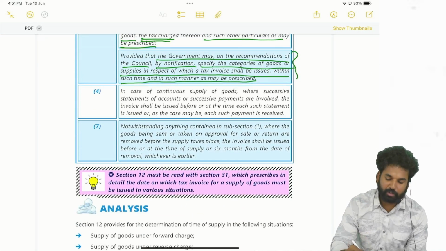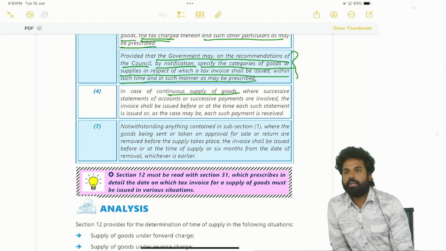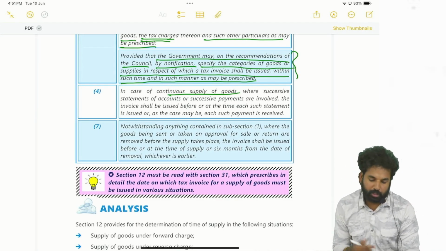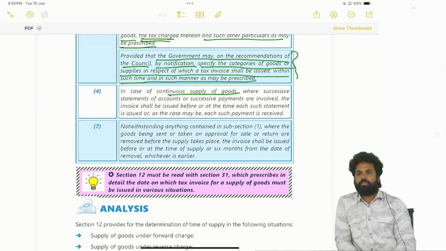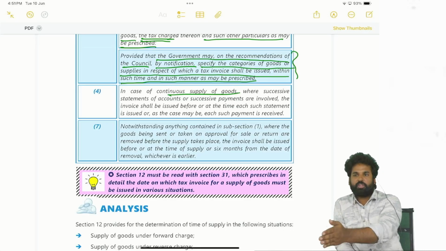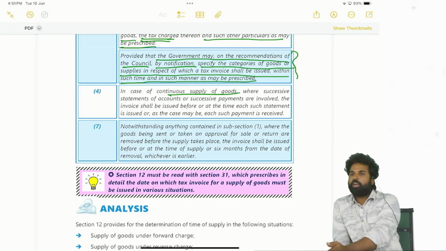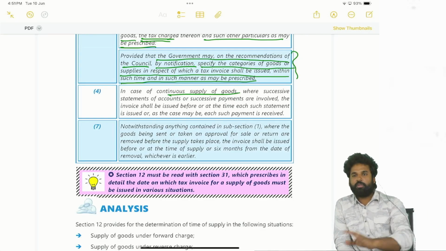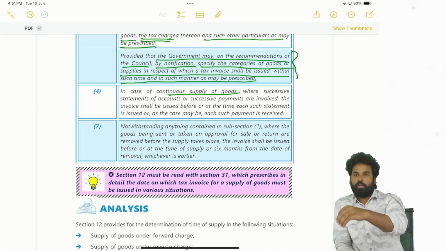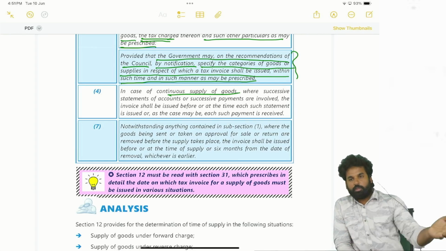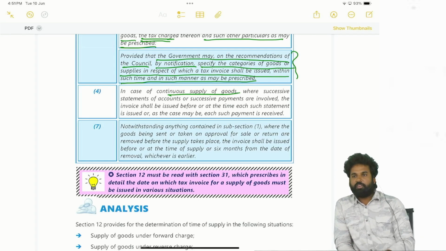So in case of continuous supply of goods, where successive statement, continuous supply of goods means, so one supplier is there, one builder or a construction contractor is there. He will always be in need of cement, steel, and bricks. Likewise, he always wants the supplies from the particular supplier, there will not be any break, because he keeps on doing projects. In such cases, there is a continuous supply of goods.